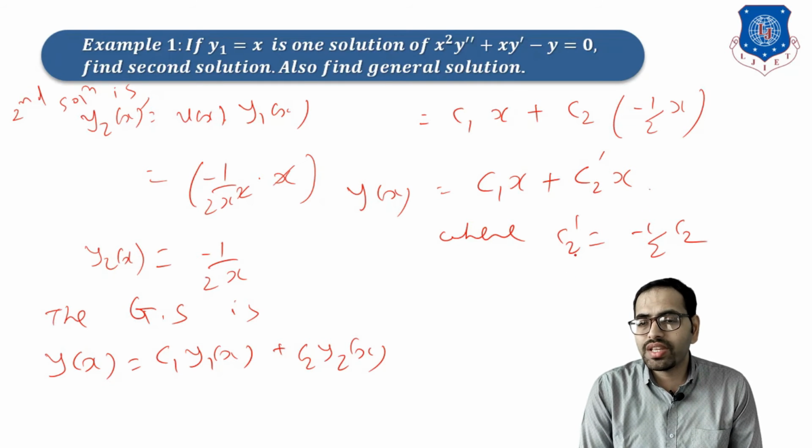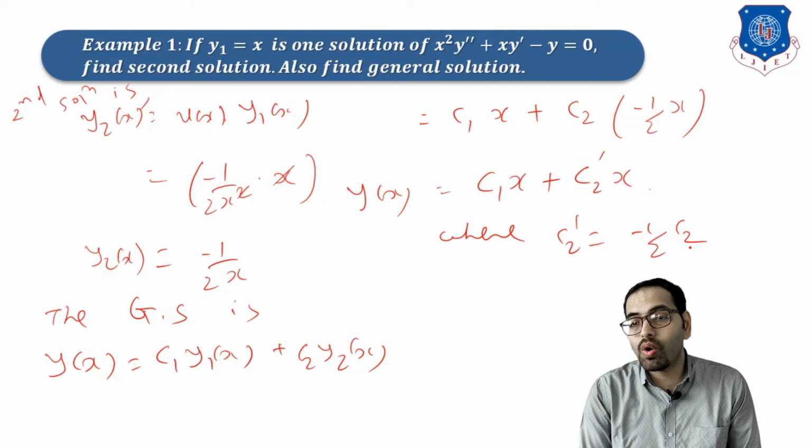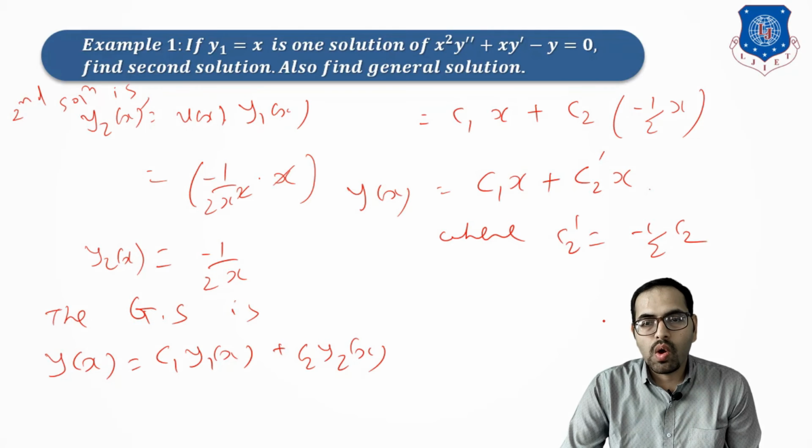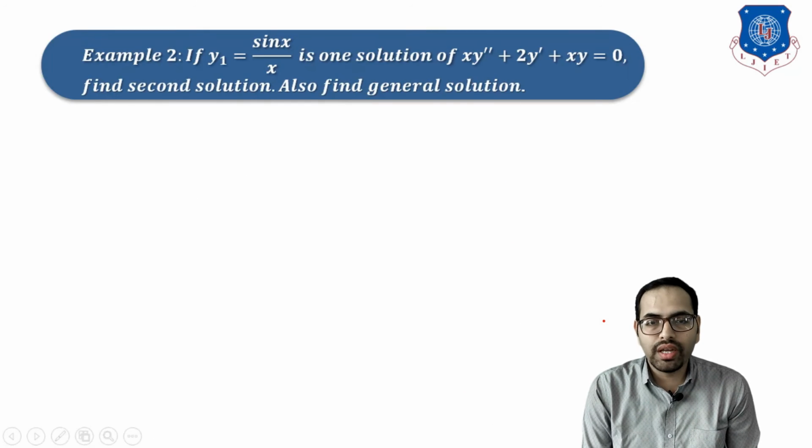Understood? Where c2 dash equal to minus 1 half into c2. Constant into constant is another constant, which is c2 dash. Let's move on to one more example based on 8.